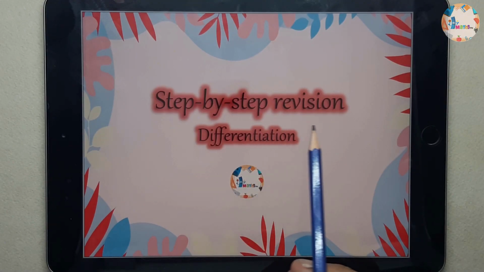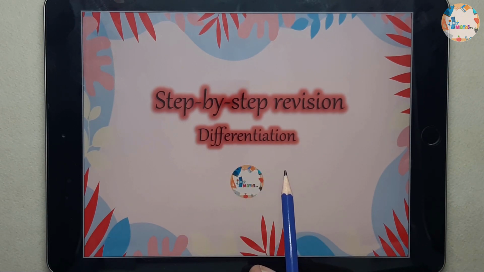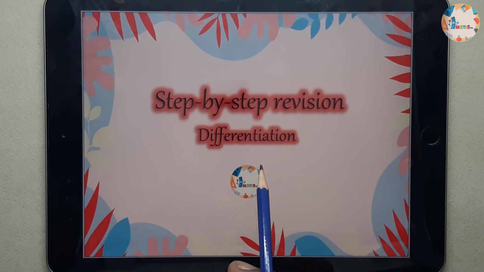This is the step-by-step revision series, and differentiation is the topic we are going through. This is part 3. If you have watched part 1 and part 2, then this is part 3 for you. If you have not yet gone through part 1 and 2, you should go through those basics and understand them, and then come back to this part 3.